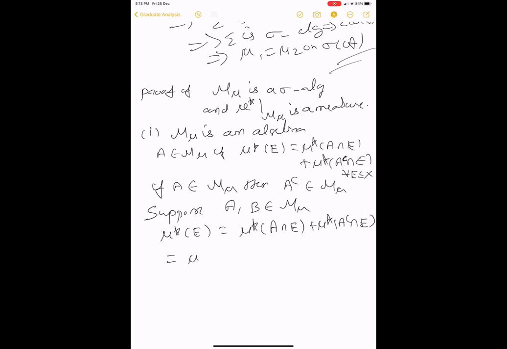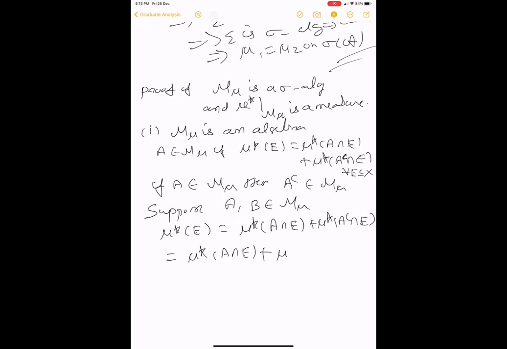So this is equal to, let us keep this as it is, mu star of A intersection E. Now A complement intersection E is just another set like E. So I just keep it like that. Then mu star of A complement intersection E intersection B, plus mu star of A complement intersection E intersection B complement. I have just applied the property for B, instead of E in this statement, I am applying it to A complement intersection E. We have assumed that B is in mu, and A complement intersection E is any set, so this is true.